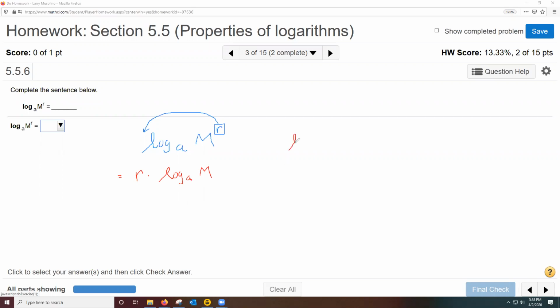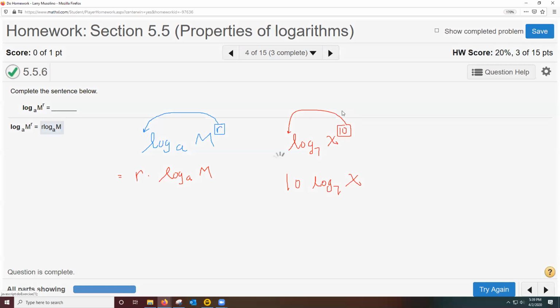Let me give you a quick example. What if I had log to the base 7 of, let's say, x to the 10? Well, this 10 can come down in front as a multiplier. So this is going to be 10 log to the base 7 of x. Right, so this is going to be an important property because it's going to let us bring exponents down out of the exponent. All right, so if we go down to the drop-down menu here, the only answer that makes sense, remember that r has to come down in front as a multiplier, so it's that third choice.